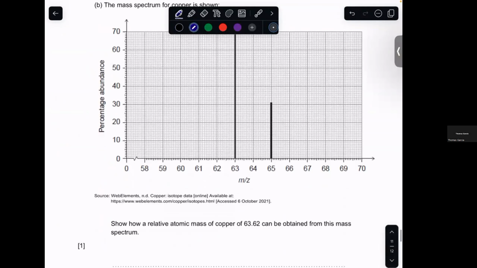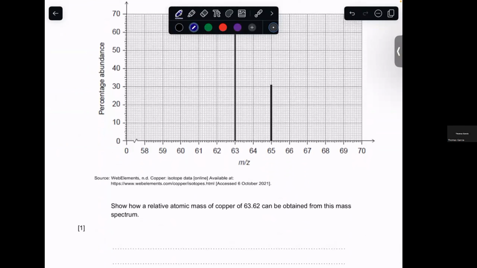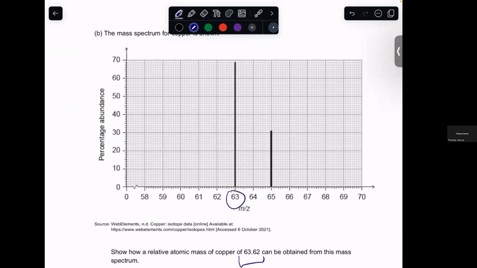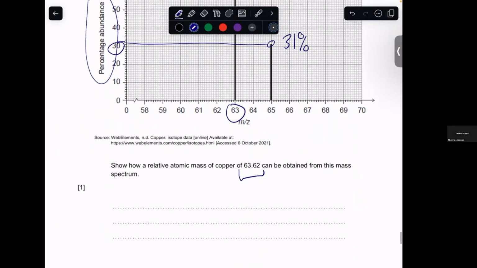All right. Moving on to this mass spec. Show how a relative atomic mass of 63.62 can be obtained from this mass spectrum. Well, I see that 63 has a percent abundance of, right there, 69%. 65 has a percent abundance of 31%. Well, we've been doing this before, so we're just going to do 0.69 times 63 plus 0.31 times 65. Turns out that equals 63.62.